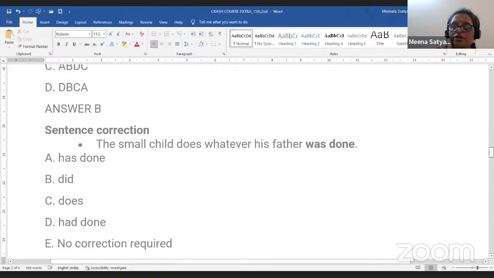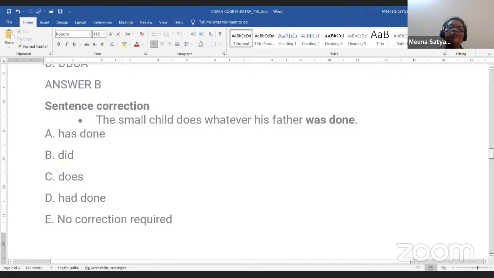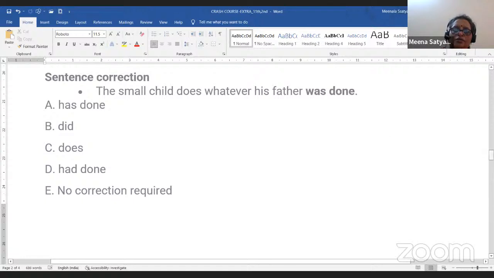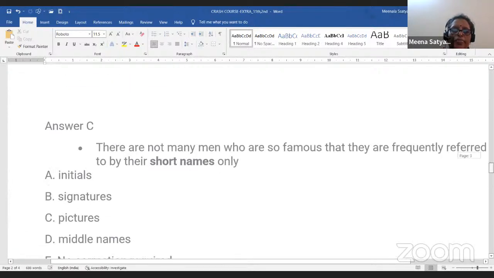Oh, this is sentence correction, but doesn't matter. Yes, we will do a little change. It's not a para jumble. The small child does whatever his father was done. Whatever his father was done. So has done, did, does, had done, no correction required. And the answer is had done. The small child does whatever his father had done.